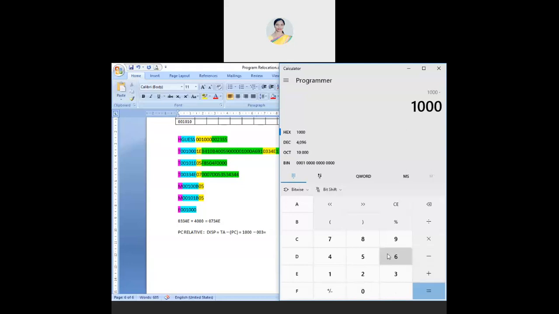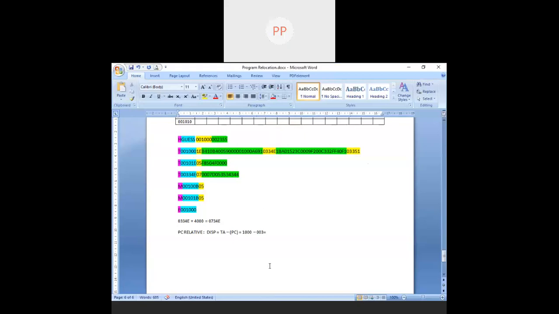1000 minus 3, FFD. Okay, fine, so this will be FFD. Now I'll change my target address. This was my 1000. Suppose I change it to 4000. What will be the address now?